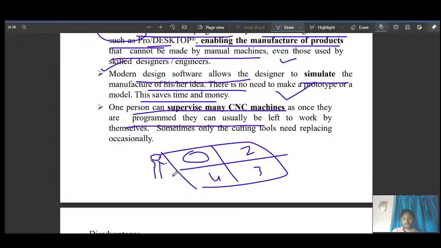So this operator can see and operate all the machines, and loading and unloading tasks can also be done by the same operator.